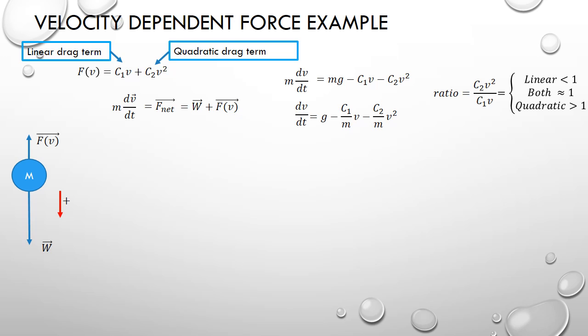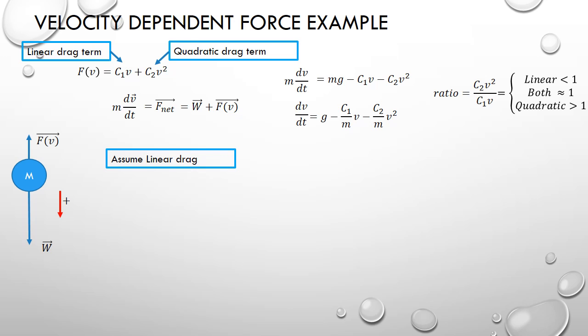All right, so let's look at this ratio. If the linear term is dominant, that means that this ratio should be less than 1. If they're both about the same size, then it would be approximately equal to 1, and we'd have to include both terms in our force. Or if the quadratic force is dominant, then this ratio is going to be much greater than 1. So we can look at this ratio and determine which of the drag force components will be the largest, and then we'll solve that system.